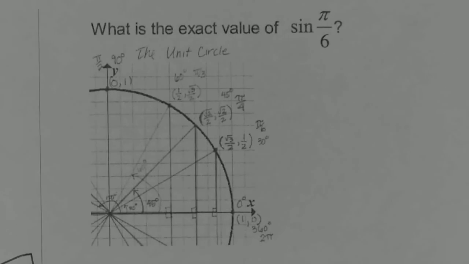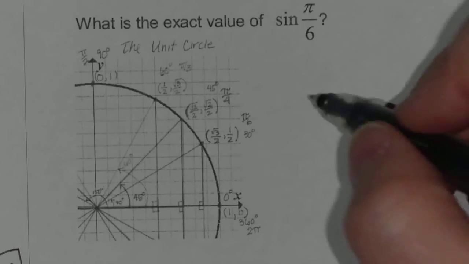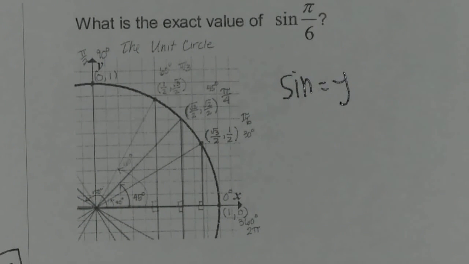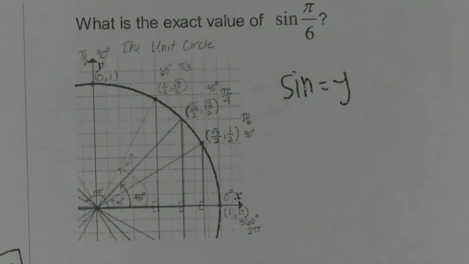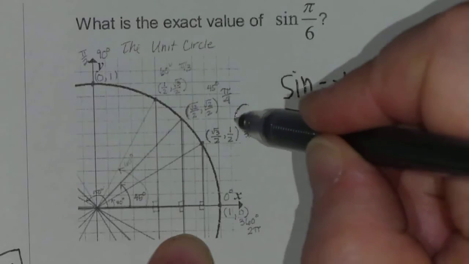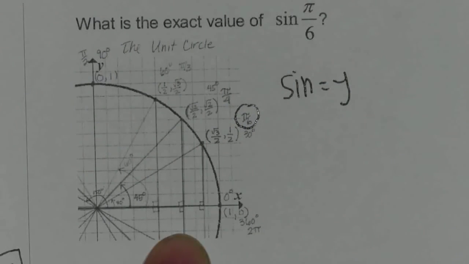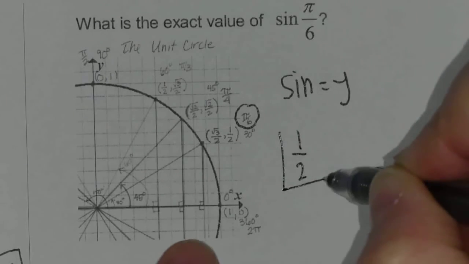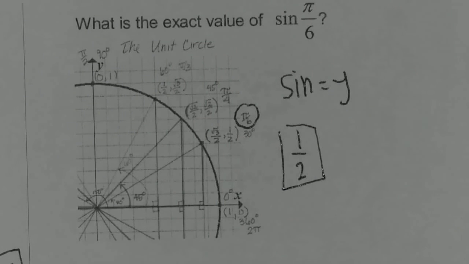All right, last example right here. It says to find the sine of pi over 6. Just to remind you, the sine value is your y value when you find it. So you got to find pi over 6 on your chart. Pi over 6 is right here. You're finding your sine value, which is your y. So it's 1/2 for your solution. That's how you read the unit circle.